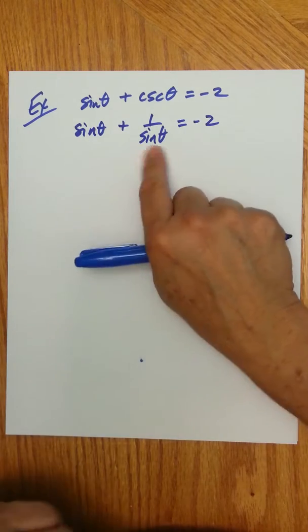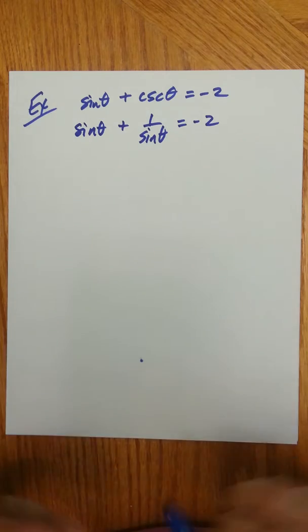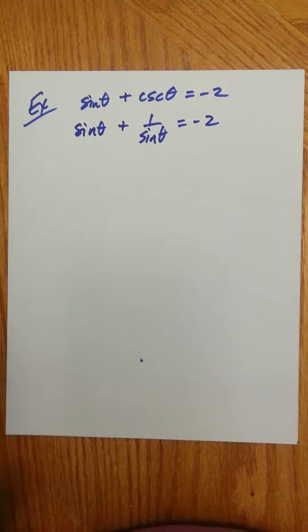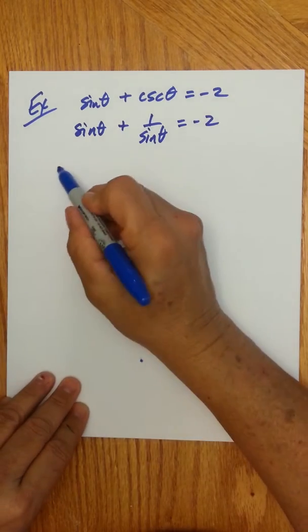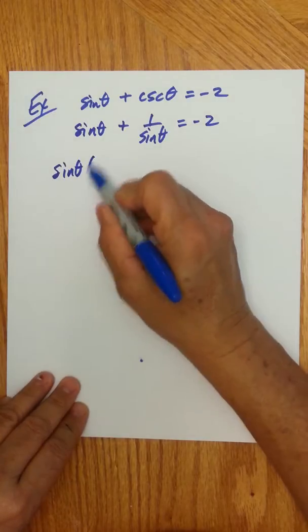Now I never really like to work with something in the denominator if I don't have to, especially a function. So I'm going to go ahead and multiply both sides of the equation by sine theta.